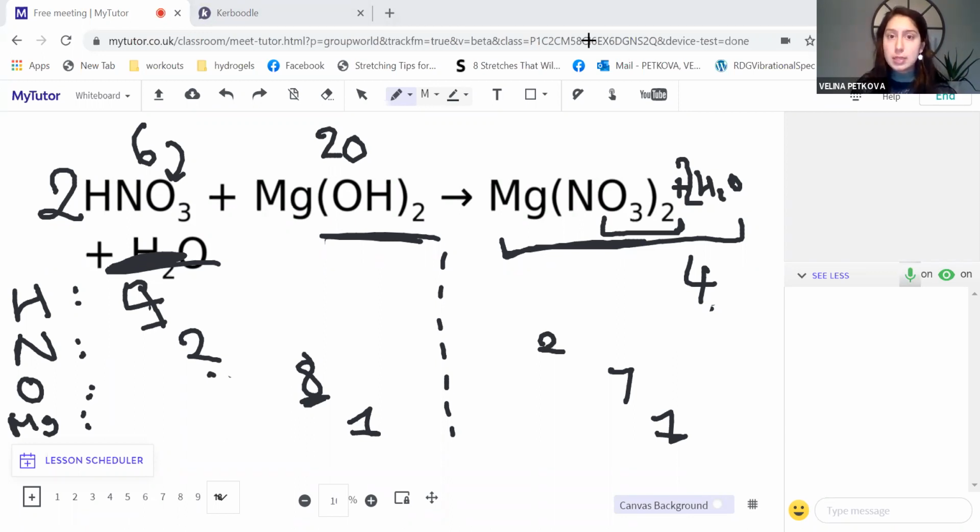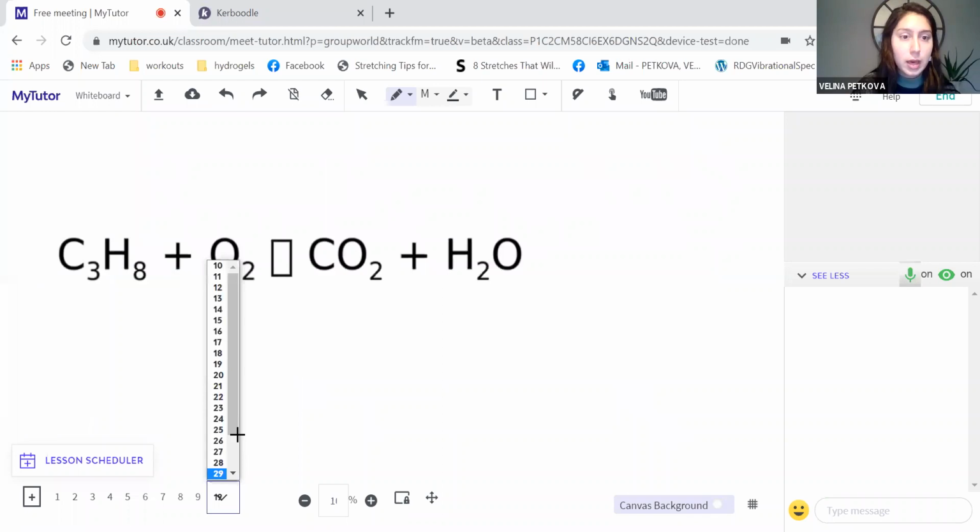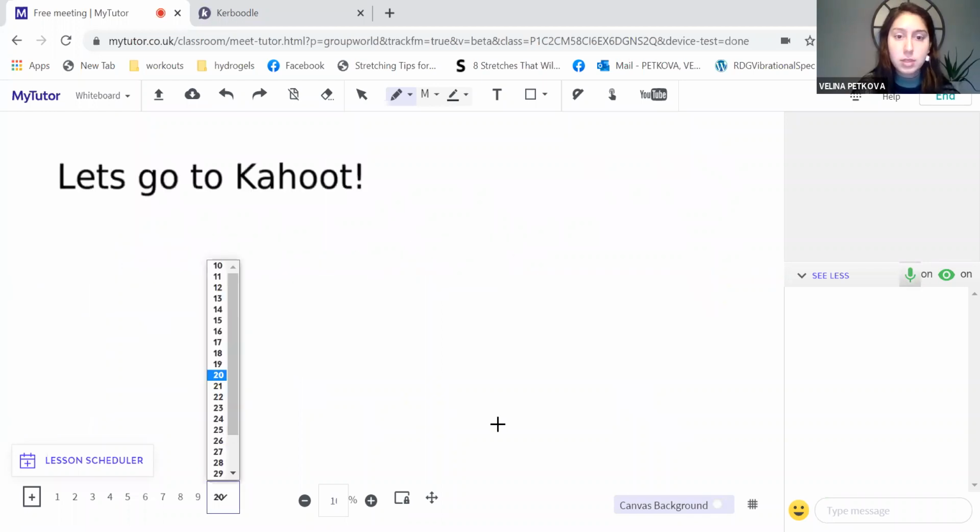Because you've got 6 from this part, because we've got 3 oxygens inside the brackets. 3 times 2 is 6. And then we've also got 2 times 1 oxygen, which gives us another 2 oxygens, okay? So therefore, we now have 8 oxygens on the right, okay? So does anyone have any questions on this formula? Yeah, after this, we're going to do a Kahoot.